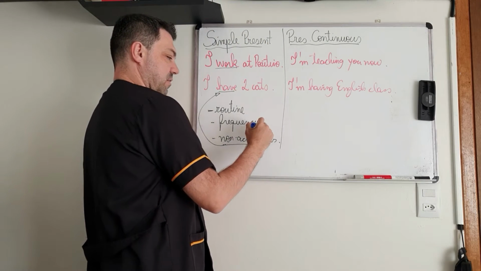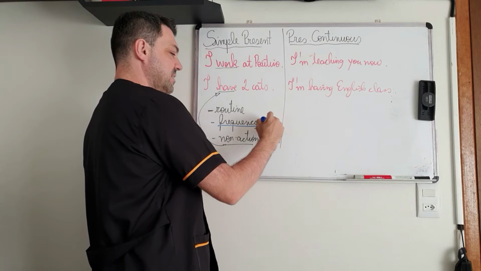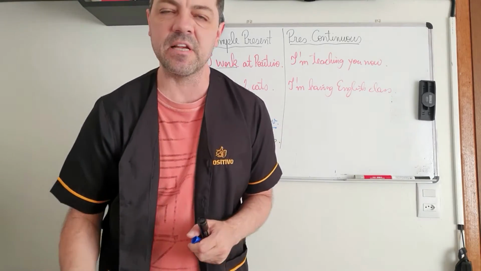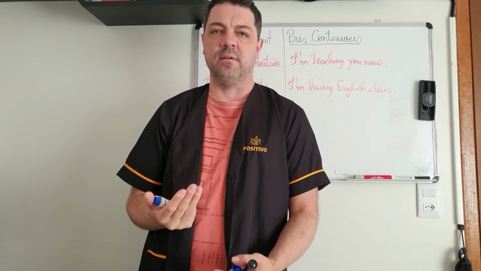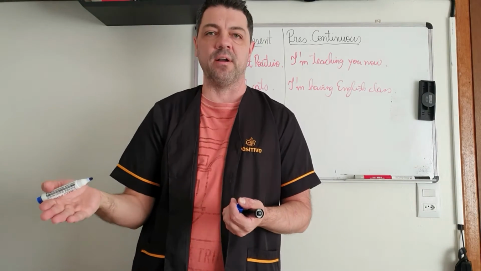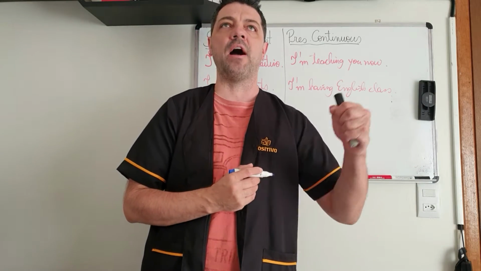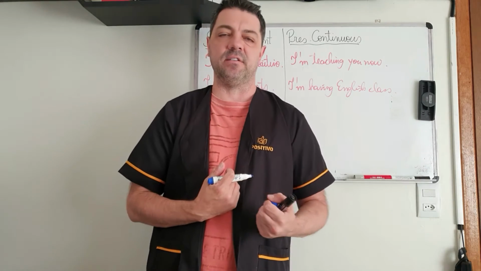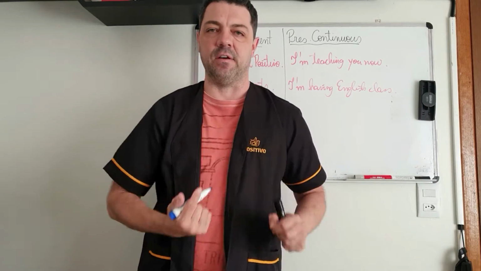Remember that if we are talking about frequency, it's very important to remember the frequency adverbs. The frequency adverbs are always, sometimes, usually, hardly ever, never, always after verb to be or before the main verb. For example, I always watch TV. I am always tired. Verb to be, invert with the main verb.